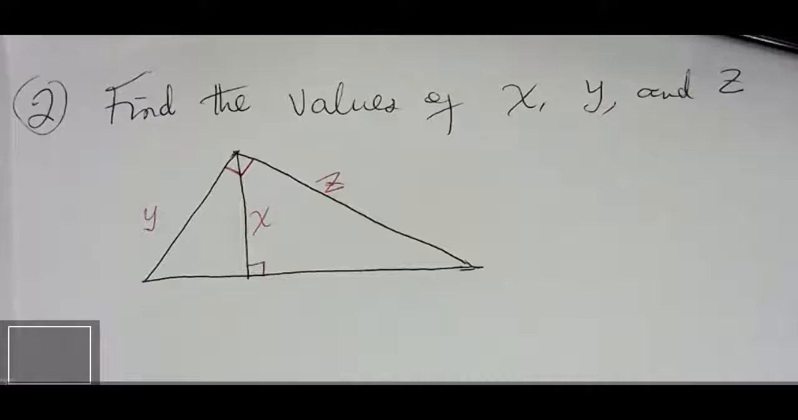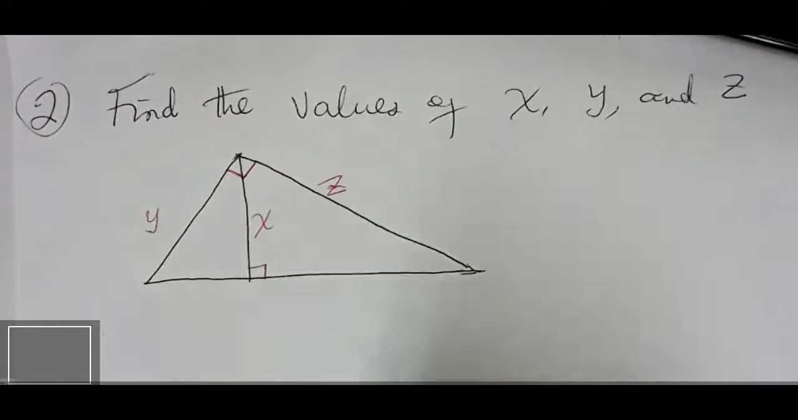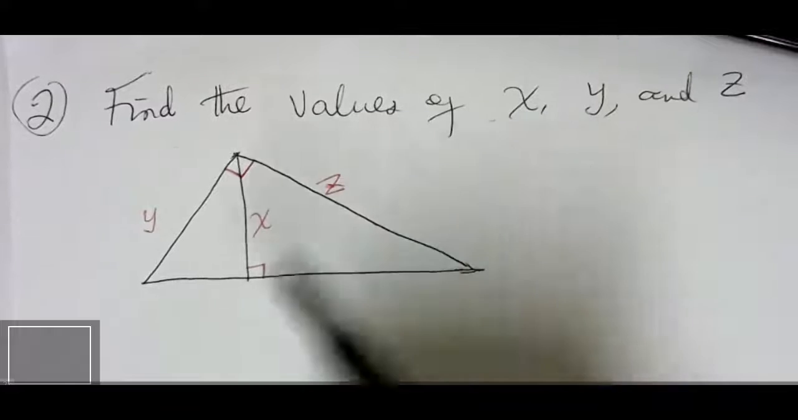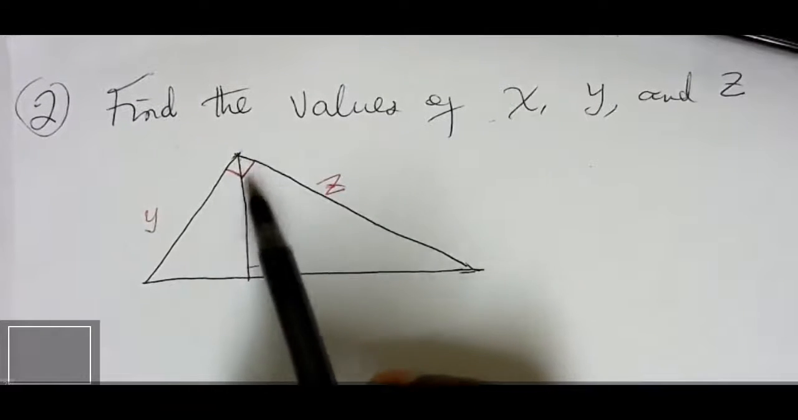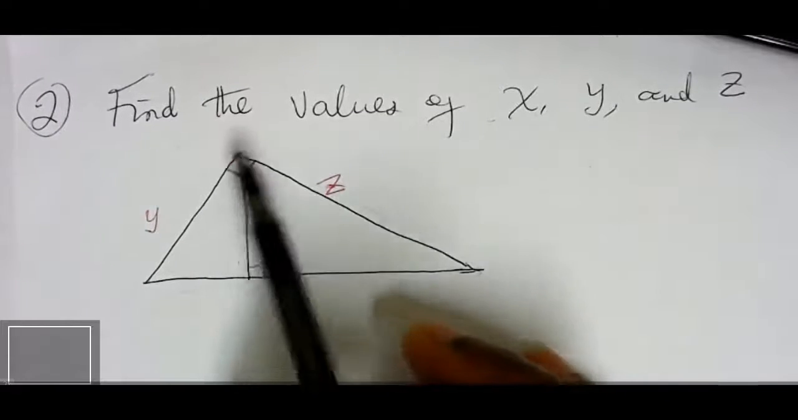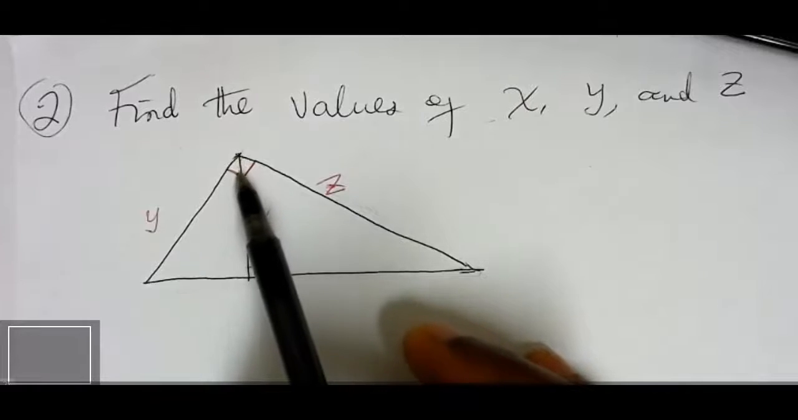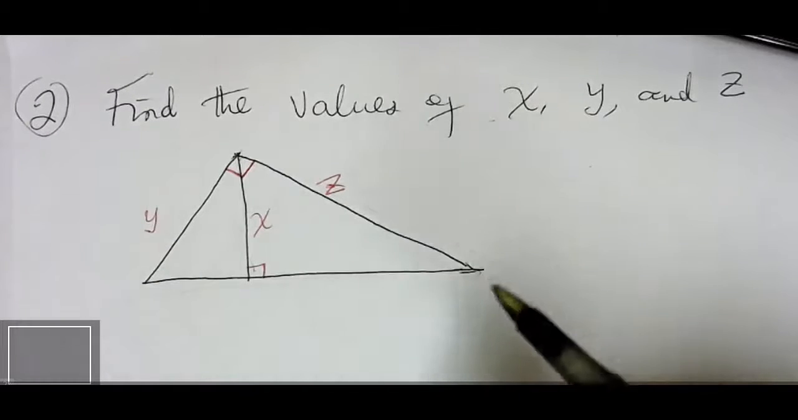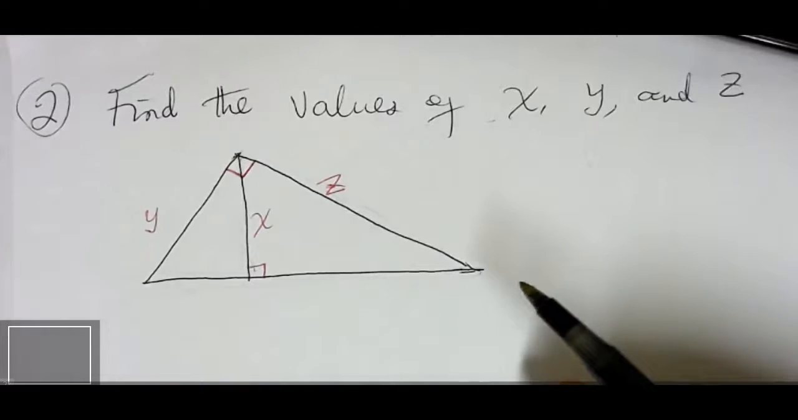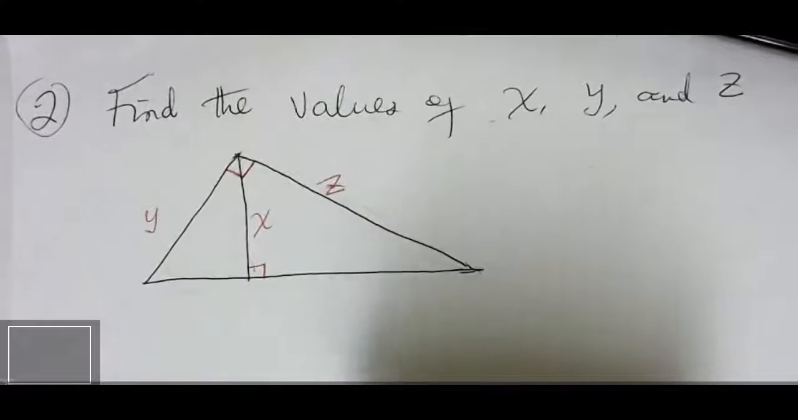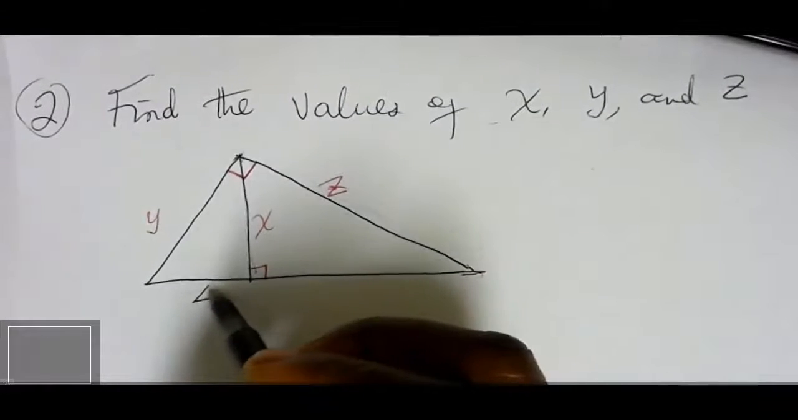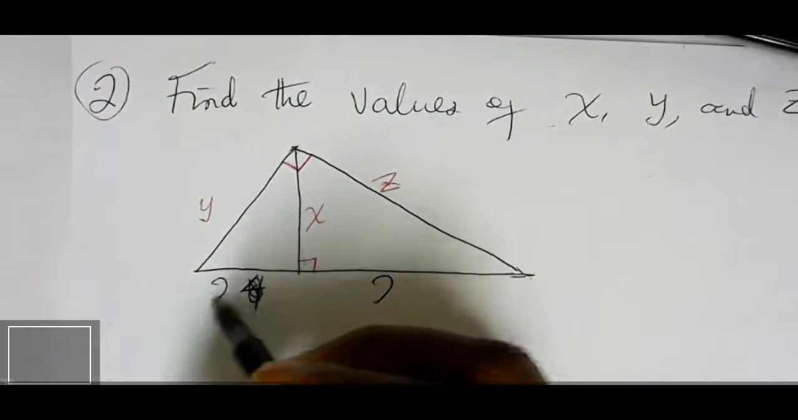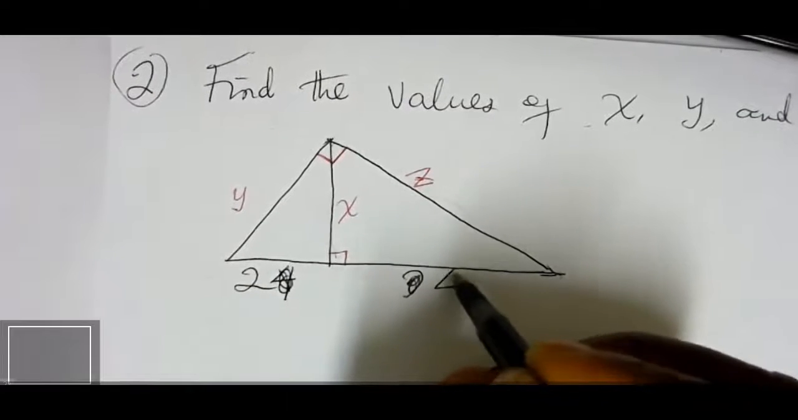All right, let's look at another problem. Here we're asked to find the values of x, y, z. We have a right triangle, and the altitude is x. The two legs are y and z. Sorry, something is missing here. So this is 4, this is 2, this is 4.